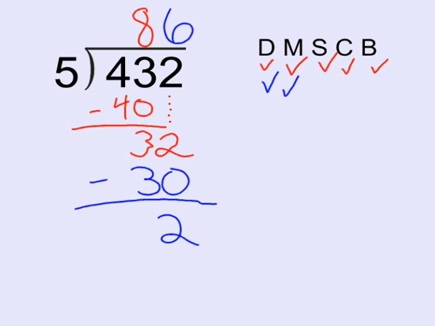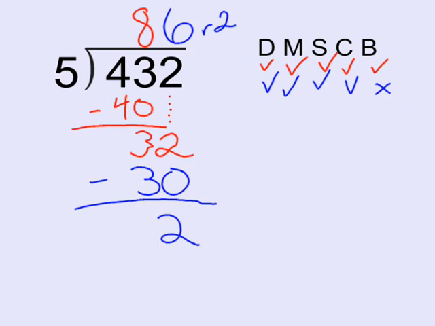Let's check. Is it smaller than 5? Absolutely, so that you can't divide them anymore. Is there anything else to bring down? No, there's not. So the 2 becomes my remainder. So my answer, also called the quotient, is 6 remainder of 2.